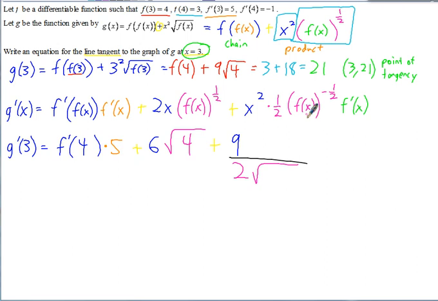we're putting in 3, so f of 3 is 4. So the square root of 4. And then we've got f prime of 3. F prime of 3, they tell you, is 1. Now it's just a matter of simplifying it further. So f prime of 4, they tell you at the top, is negative 1. So that just makes that a negative 5.